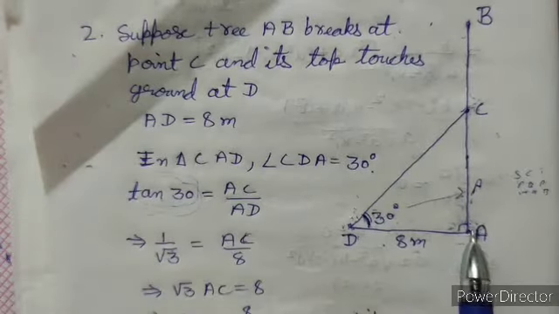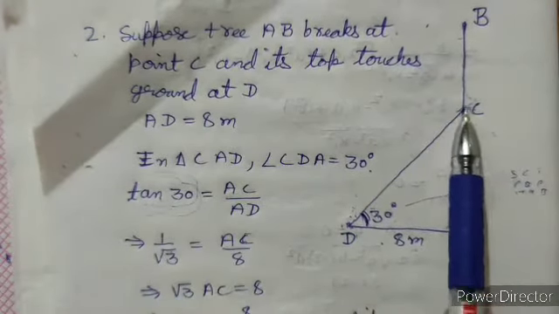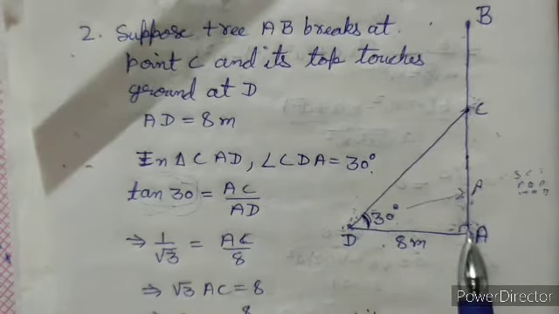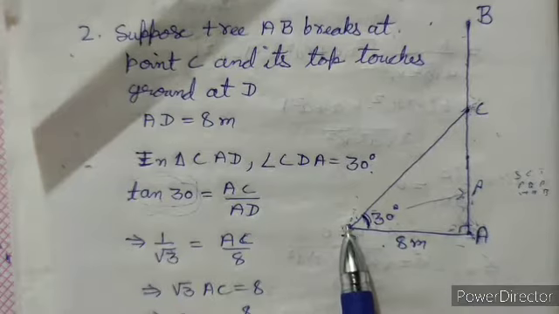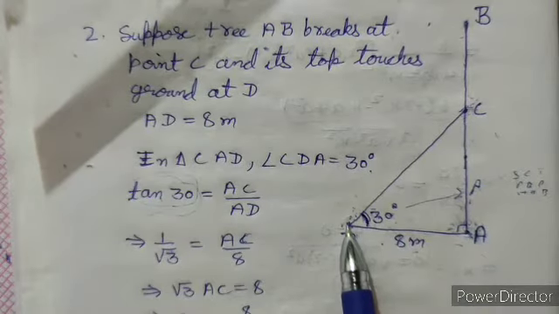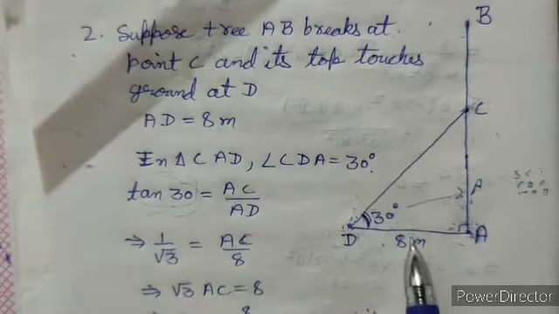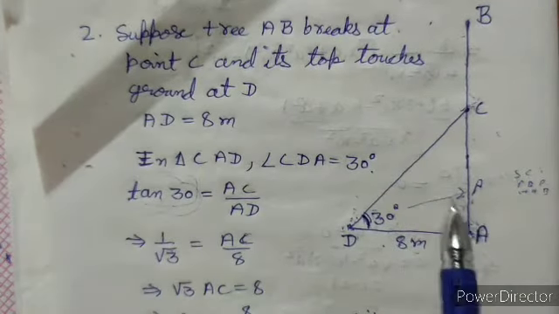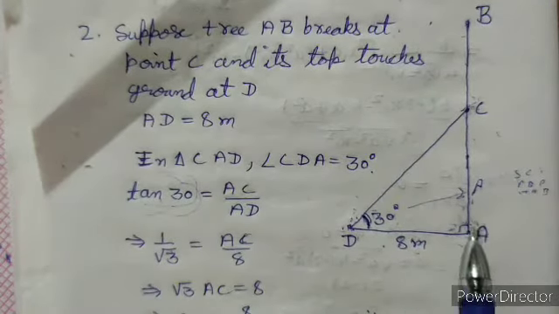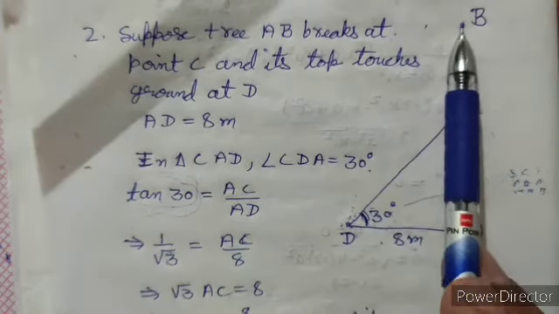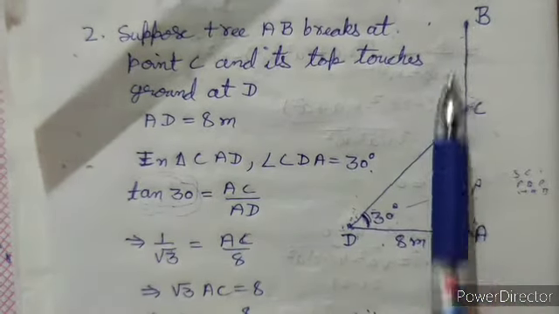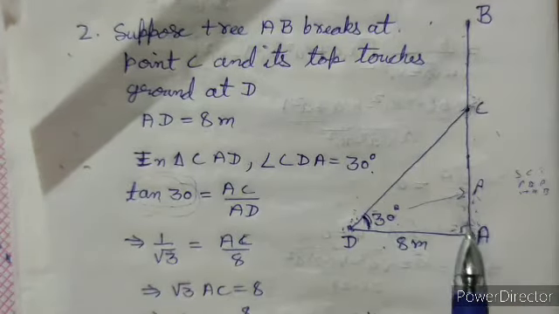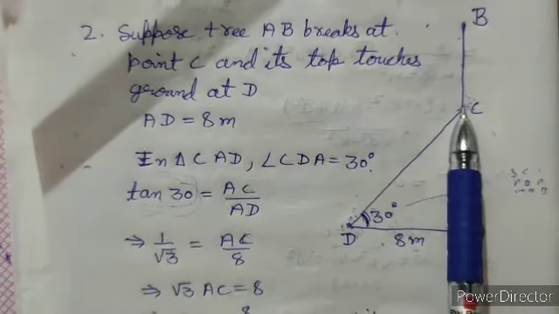Now suppose tree AB breaks at C and its top touches the ground at point D. Here distance between the foot of the tree and the point where it touches the ground is given to us as 8 meters. So AD will be equal to 8 meters. Now we have to find the height of the tree. That means we have to find the value of AB, and AB will be equal to AC plus CB. That means first of all we have to find the value of AC.